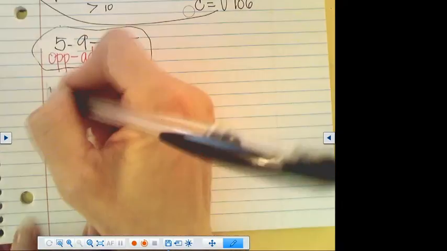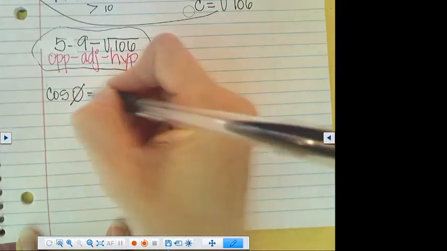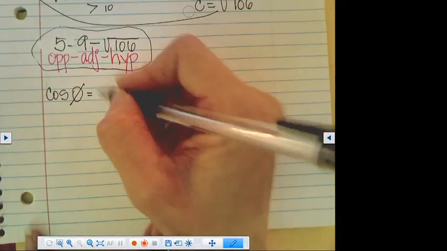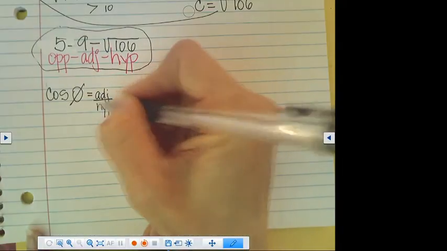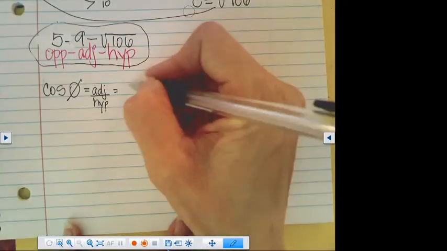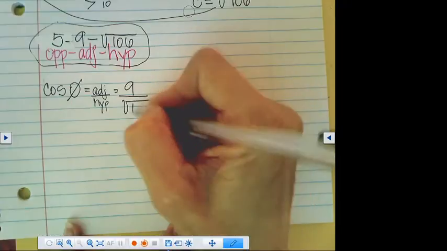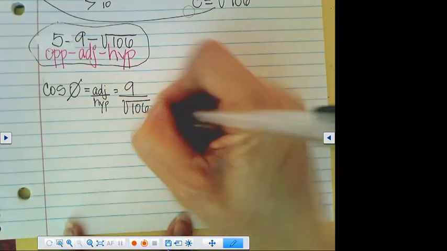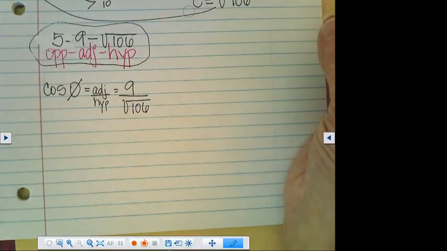All right, what is the ratio for cosine? Anybody? Is that adjacent divided by hypotenuse? Okay, give me those values. 9 divided by the square root of 106. Okay, here we go. Are you ready? All right, let's rationalize the denominator.